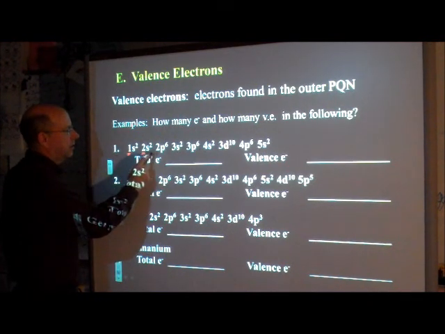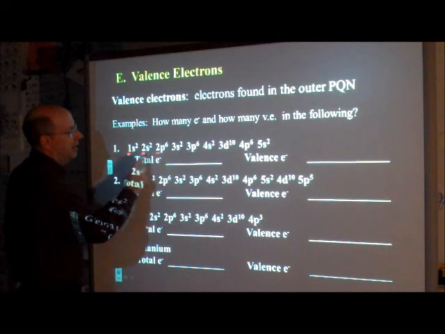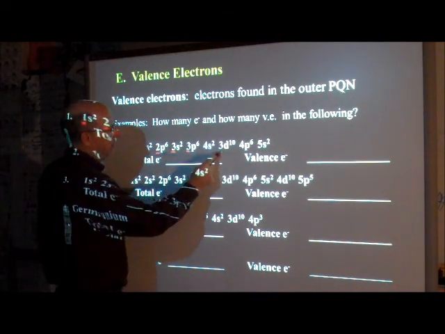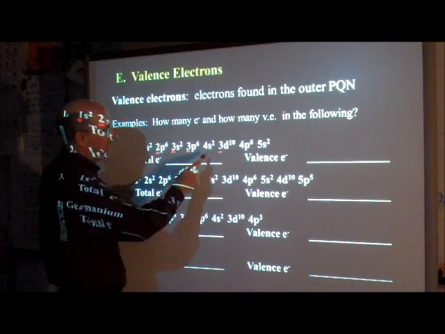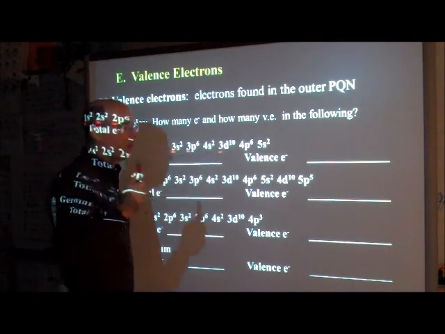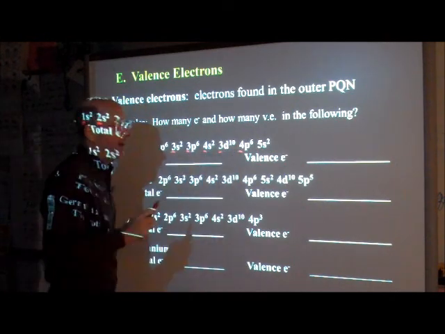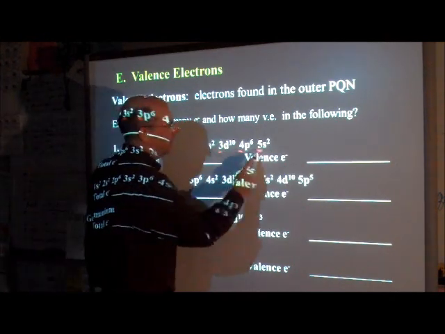No. Is 2 the biggest number? I see that there's a 2s and a 2p. Is 2 the biggest? No, that's not the biggest. Is 3? There's a 3s, a 3p, and a 3d. But no, I see bigger PQNs than that. I see 4s. Yep, but actually 5, I do believe. 5 is the biggest PQN here.